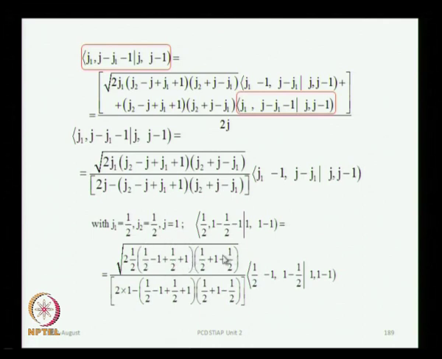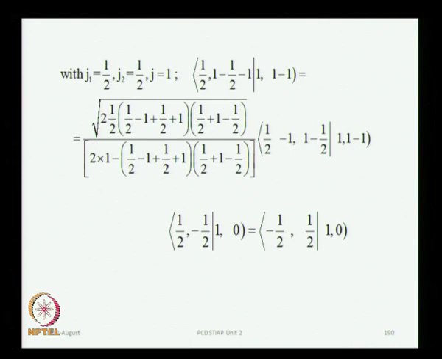So, you can do this arithmetic in a very simple manner, but you have to do it carefully, and once you do that, what you find is that these two Clebsch-Gordan coefficients, which is half minus half 1 0, must be equal to minus half, half, 1, 0. That is the result that you get. So, you get some handle on the relationship between the Clebsch-Gordan coefficients by using this.